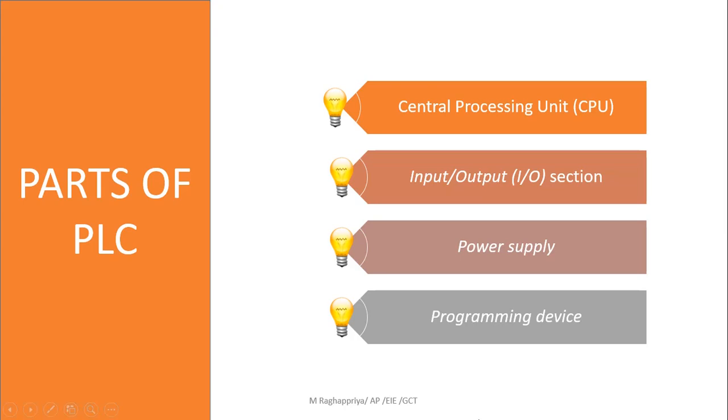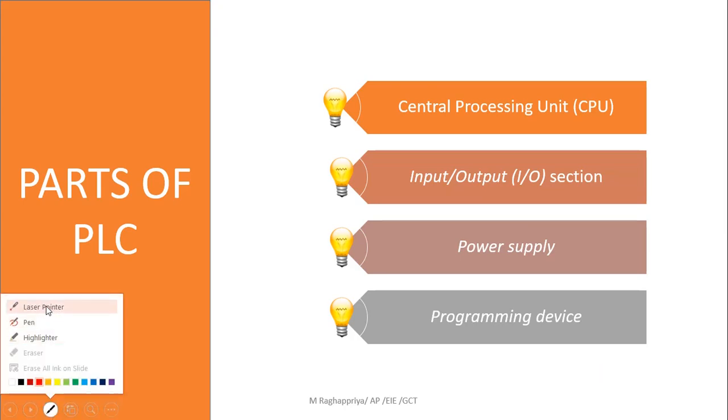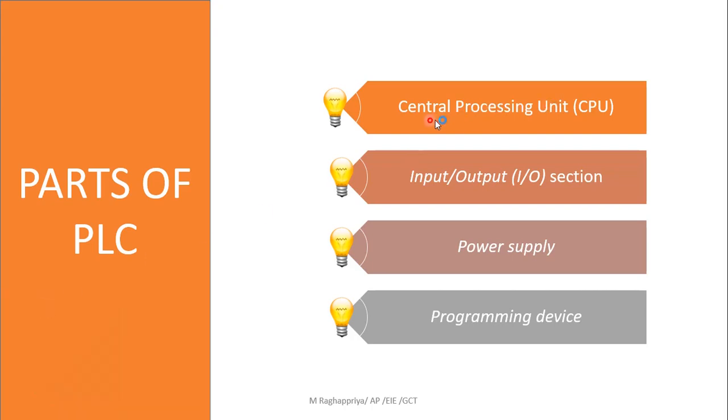So the first part is the central processing unit or CPU, and the second part is the input or output section. Third part is the power supply. Fourth part is the programming device. So these are the four main parts of PLCs: CPU, I/O section, power supply and programming device. Now we will discuss each and every one in detail.